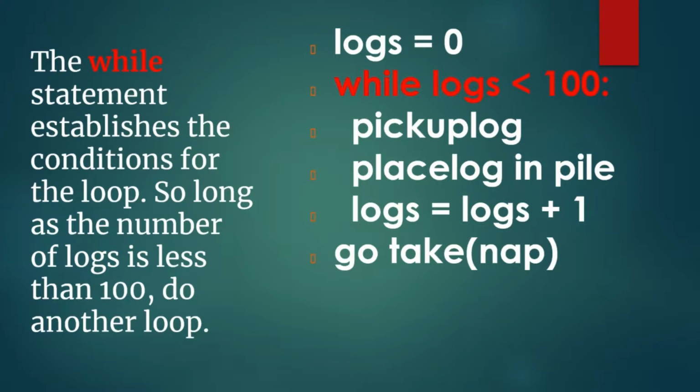The while statement is the condition. So how long does this loop run? Well, we want 100 logs in our pile, so while the number of logs is less than 100, we're going to keep adding to our pile. We're going to do another loop every time that we look at the number of logs in our pile and it's less than 100.